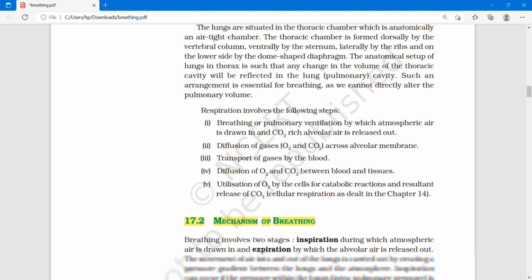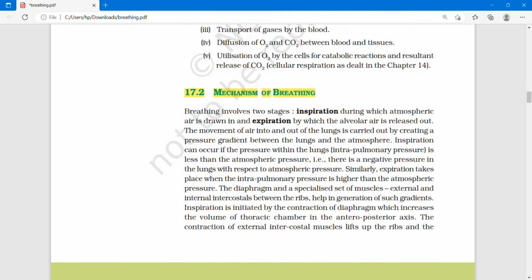And the next topic is 17.2, that is mechanism of breathing. Breathing involves two stages: inspiration, during which atmospheric air is drawn in, and expiration, by which the alveolar air is released out. The movement of air into and out of the lungs is carried out by creating a pressure gradient between the lungs and the atmosphere. Inspiration can occur if the pressure within the lungs, that is intrapulmonary pressure, is less than the atmospheric pressure, that is there is a negative pressure in the lungs with respect to the atmospheric pressure.